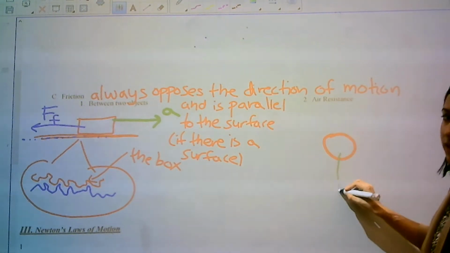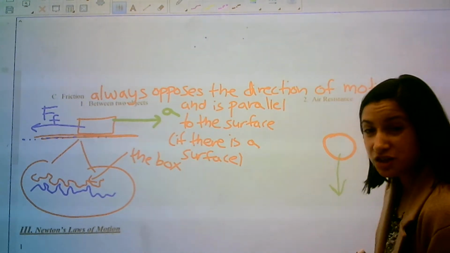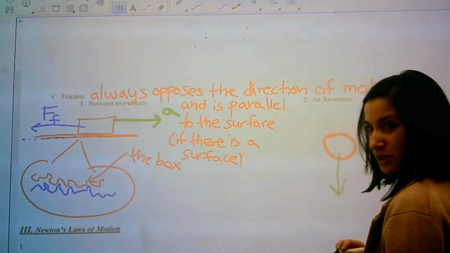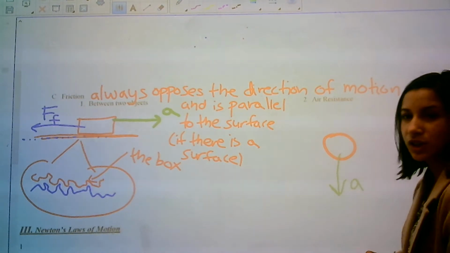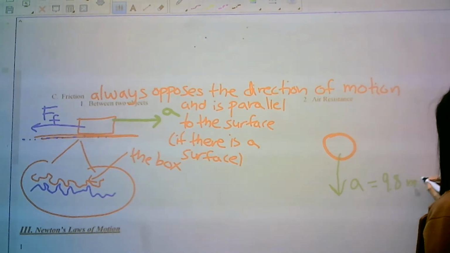Right, and it's accelerating downward, as objects tend to do during free fall. Guys, put it in the chat. What's the acceleration of any object in free fall? Remember this from last unit? Good. Should be 9.8 meters per second squared.